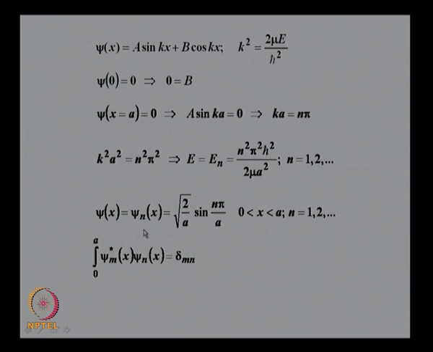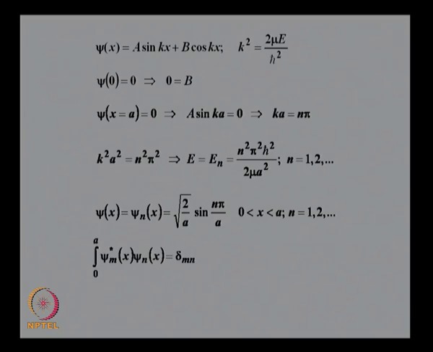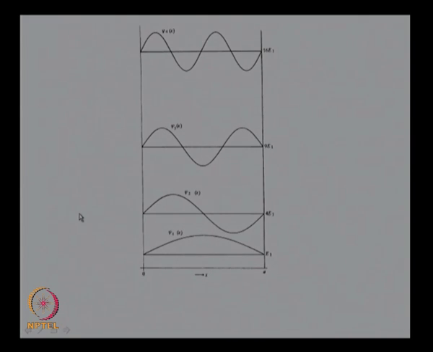These wave functions are orthogonal to each other. I am sorry, there should also be a dx here. So, they are normalized and they are orthogonal to any other function, where delta mn is the Kronecker delta function, where delta mn is 0 when m is not equal to n and is 1 when m is equal to n. So, these are the wave functions.